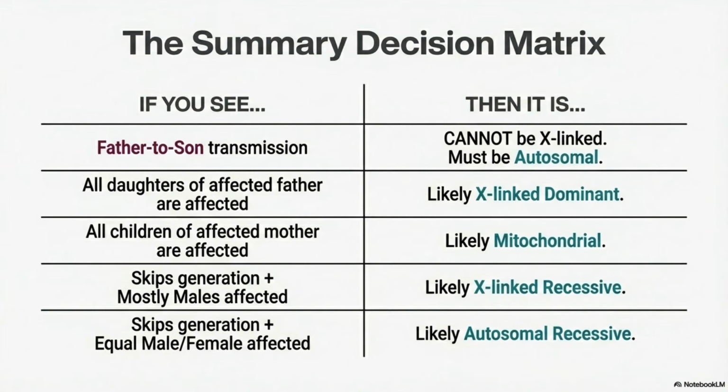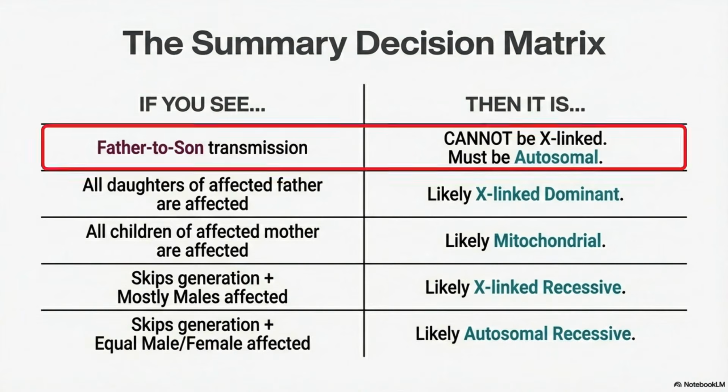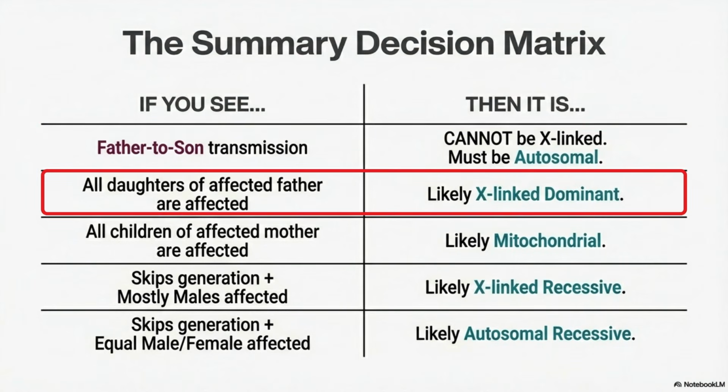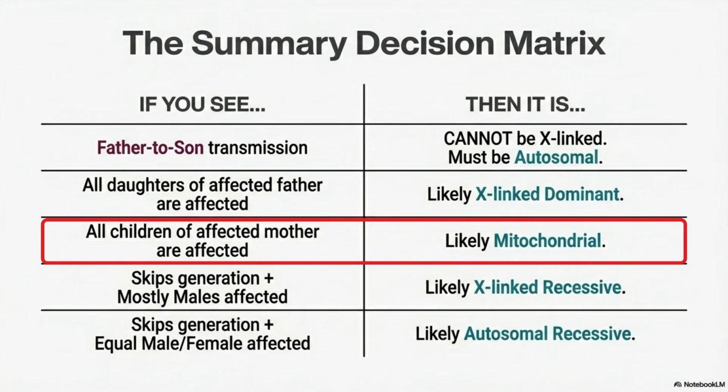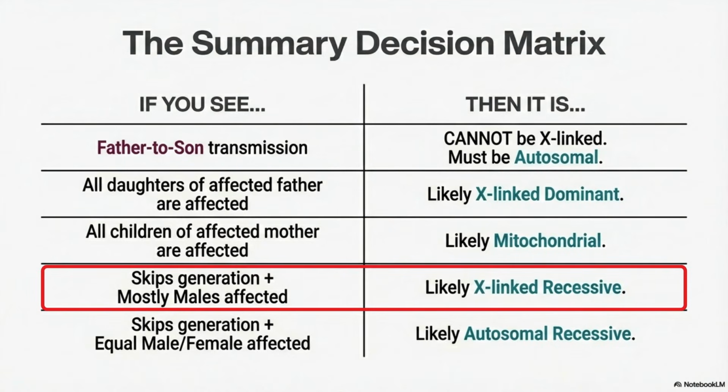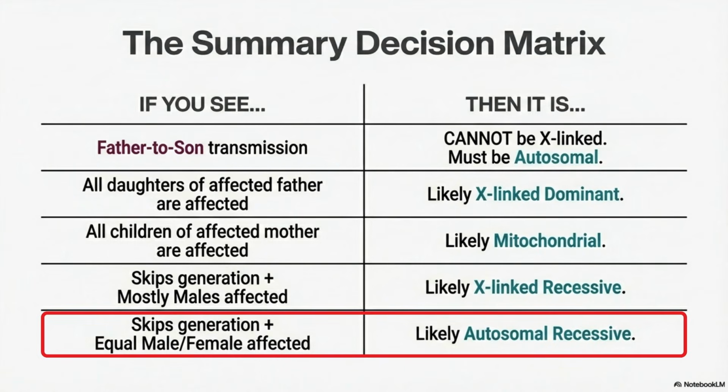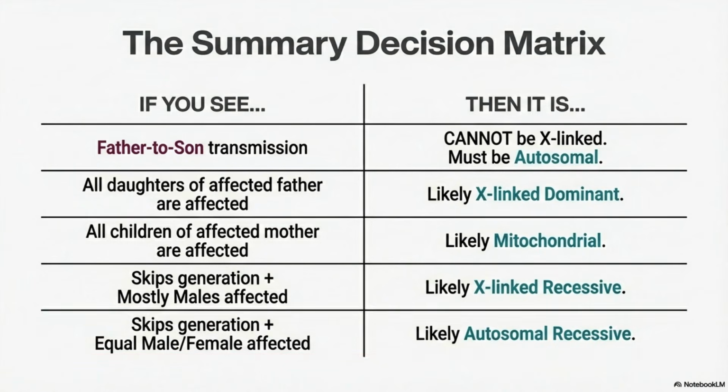This is the summary decision table or the cheat sheet. If you see father to son transmission, it cannot be X-linked, must be autosomal. If all daughters of affected father are affected, likely X-linked dominant. All children of affected mother are affected, likely mitochondrial. Skips generation, but mostly males, likely X-linked recessive. Skips generations, an equal male-female ratio, likely autosomal recessive.